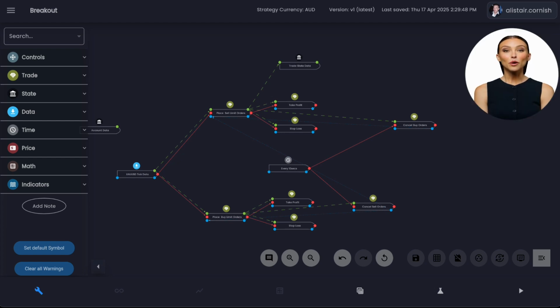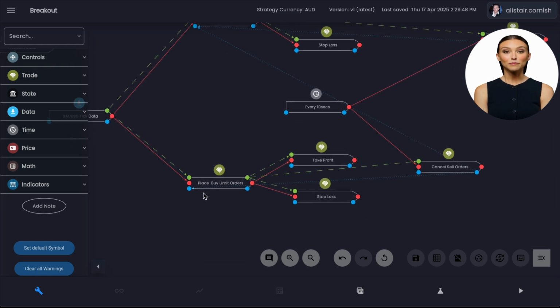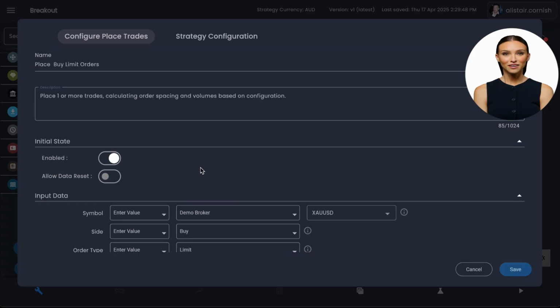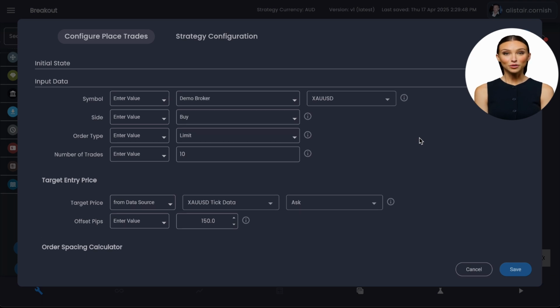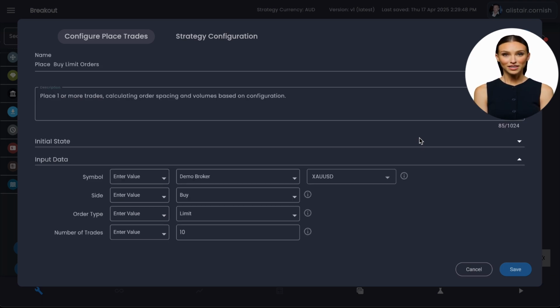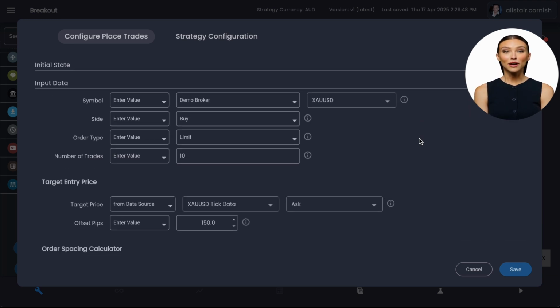In this video, we'll walk through the place trades rule, a powerful and flexible rule that allows you to place multiple orders to scale into a trade. This is the big brother of the place trade with risk rule that only places a single trade. The place trades rule gives you fine-grained control over how many orders you place, the spacing between them, and the volume quantity. Let's take a closer look at how to configure it.